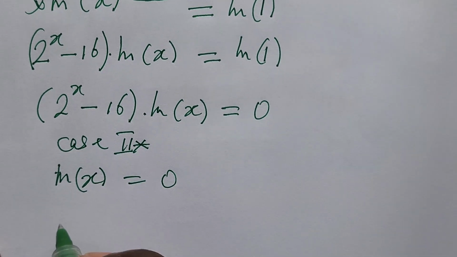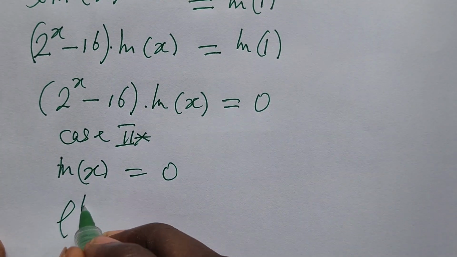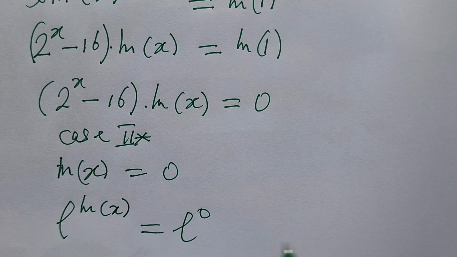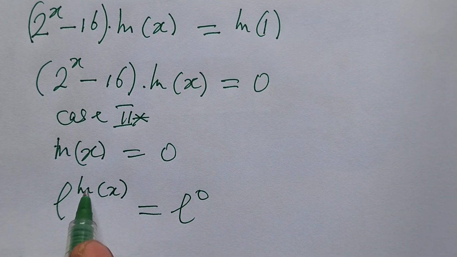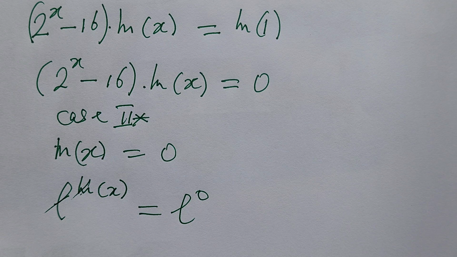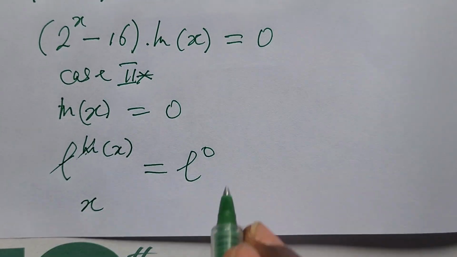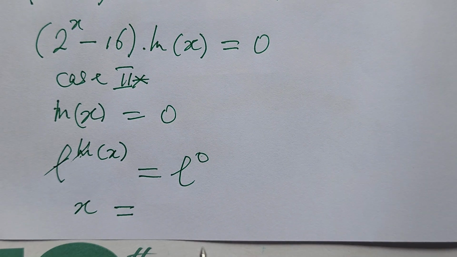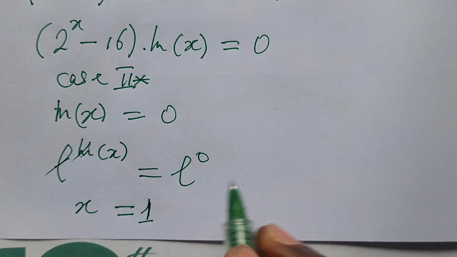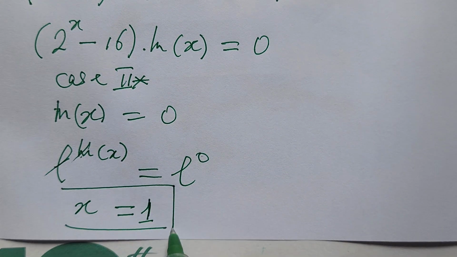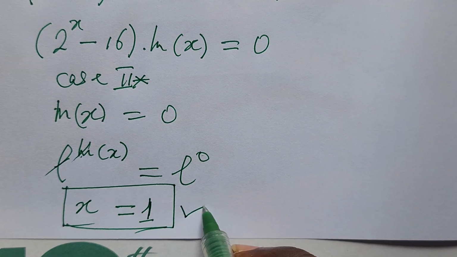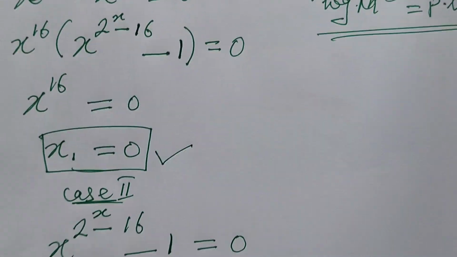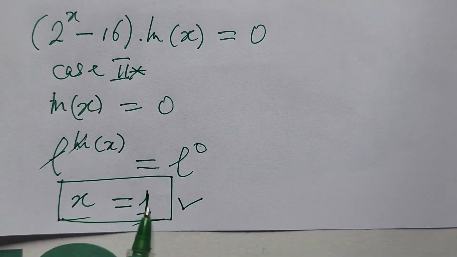So this is going to give us e to the power of ln of x equal to e to the power of 0. Then our e will go with the ln, so our x is left out here. This is equal to e to the power of 0, and e to the power of 0 is 1. So we've gotten a different answer from the first one. We have x1 equal to 0 and x2 now equal to 1.